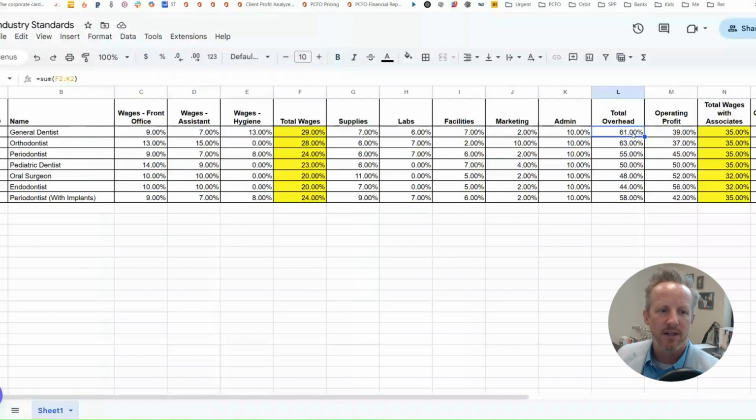So the total overhead for a general dental practice should be right around 60 to 61%, with a profit margin around 39 to 40%. Orthodontist, total overhead is 63% with a profit margin around 37%. A periodontist, 55% total overhead with an operating profit of 45%. Pediatric dentist, 50-50. Oral surgeon, 48% overhead, 52% profit margin. And endodontist coming in at the lowest overhead in general at 44% with a 56% operating profit.